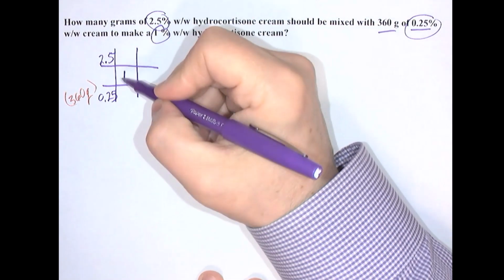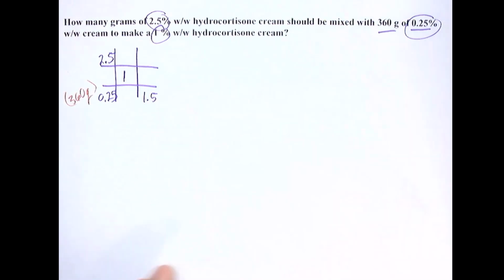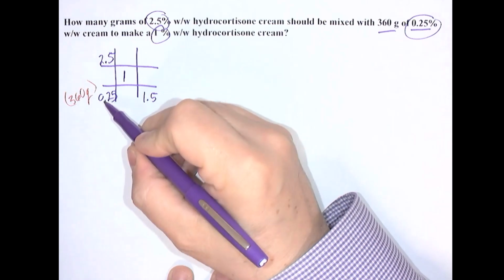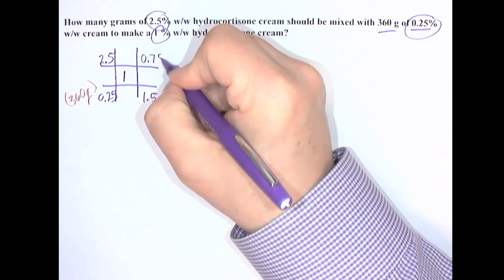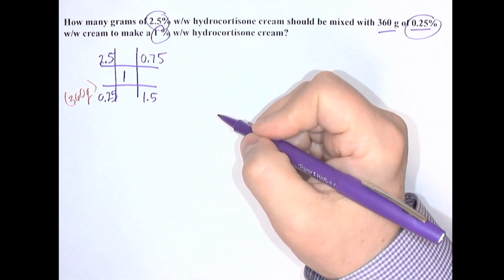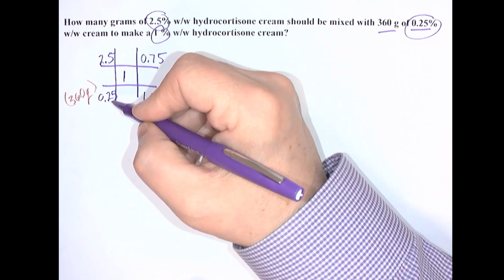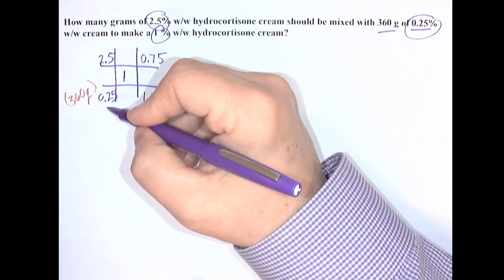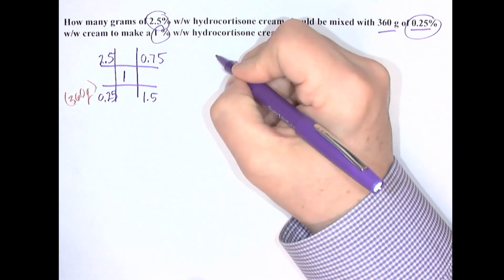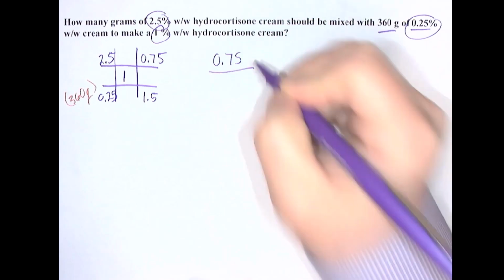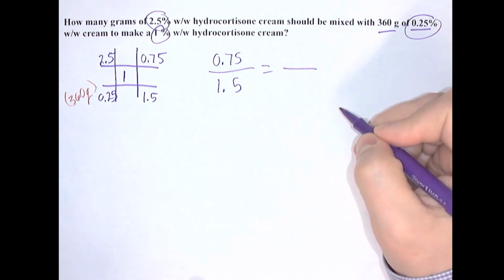Okay, so let's do our subtraction. 2.5 minus 1, that's 1.5. And 1 minus the 0.25, that's going to be 0.75. Okay, so now we know the ratio between the 2.5% cream and the 0.25% cream needed to end up with a 1% strength. So that's going to be 0.75 to 1.5. We can put it in the form of a fraction, and we can really do this like we're going to solve a proportion.